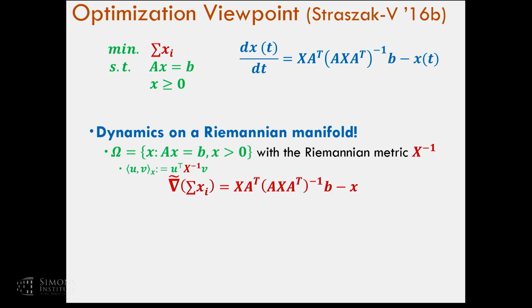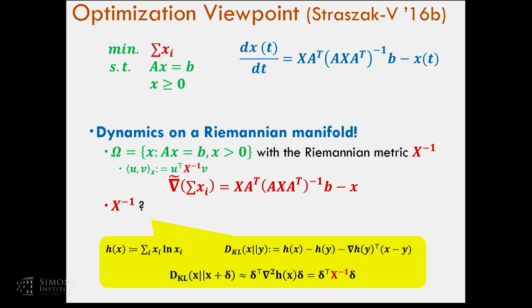And this defines the following inner product on the tangent space. And now you can show that if you compute the gradient of the cost function with respect to this metric, then you get exactly this update. So one has to change the geometry of this problem to understand this as some kind of a gradient flow. That's what we did. You may ask, what is this x inverse? And where does it arise from?